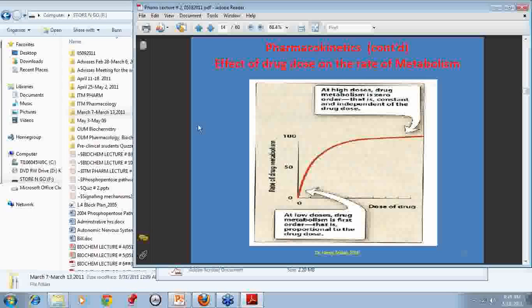You have to consider the fact that the majority of drugs follow first-order kinetics, and this is important to appreciate. Only a few drugs follow zero-order kinetics, like aspirin, ethanol and phenytoin. So when those doses are given very large, you achieve this saturation level, and it follows a zero-order reaction.